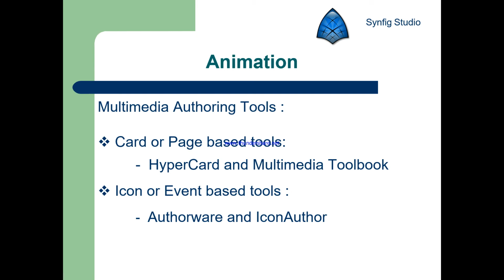In icon and event-based authoring tools, the elements are organized as objects in a structural framework or process. Here you need to build the flowchart of the event or task and then add the elements as per the structure. Some examples of icon and event-based authoring tools are AuthorWare and Icon Author. So, these are the second category.